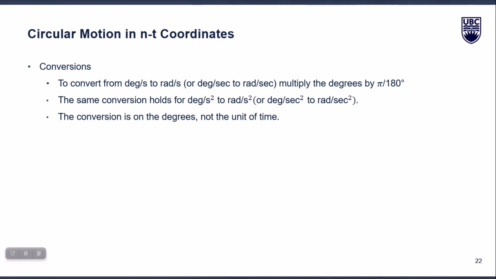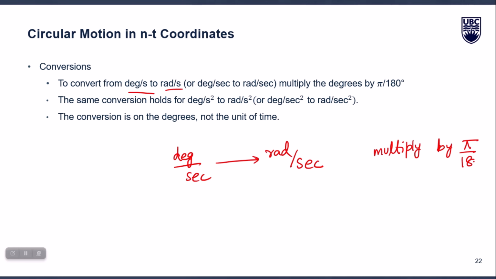One last thing before we go to the solved examples is that you can convert degree per second to radian per second or vice versa. The conversion from degree per second to radian per second, in the US system and also in the SI system, is that you have to multiply by pi by 180, right? So for example, if I ask you to convert 90 degrees per second into radian per second, you have to multiply 90 by pi by 180, and this will become pi by 2, right?